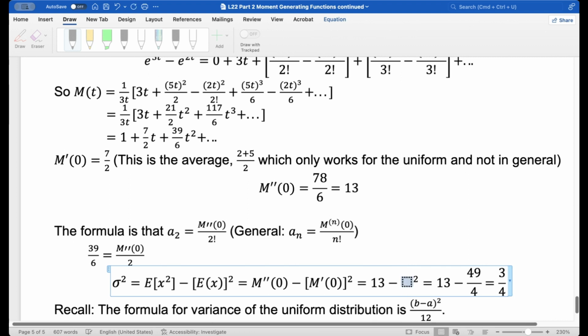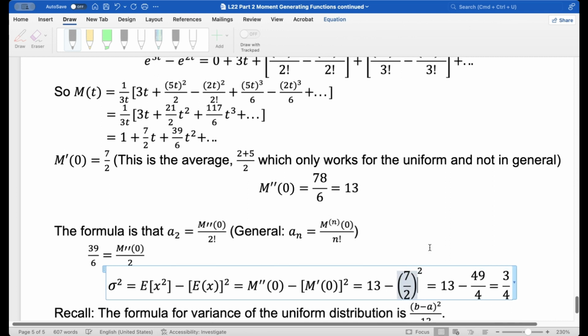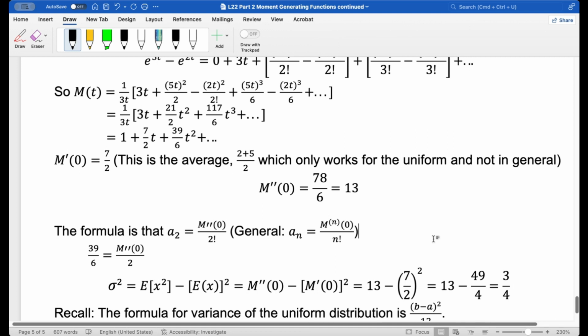Sorry, let me just clean this up. So the second derivative at 0 was 13. The first derivative at 0 was 7 over 2. So this expression is 7 over 2 squared. So it's 13 minus 49 over 4, which is 52 over 4 minus 49 over 4, which is 3/4.